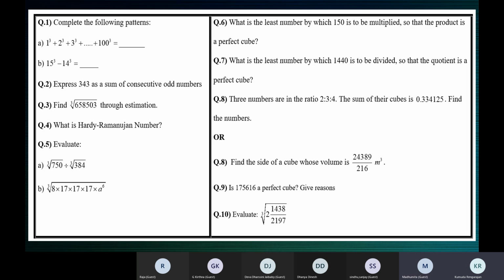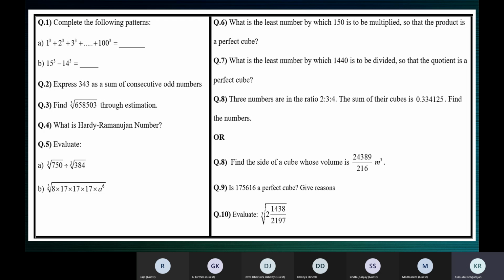Ma'am, this number is a perfect cube because its prime factors are 2 power 3 into 2 power 3 into 2 power 3 into 7 power 3. As all the numbers occur in the cubes of 3, it is a perfect cube, ma'am. Because every prime factor occurs in triples. It's a perfect cube. Very good.